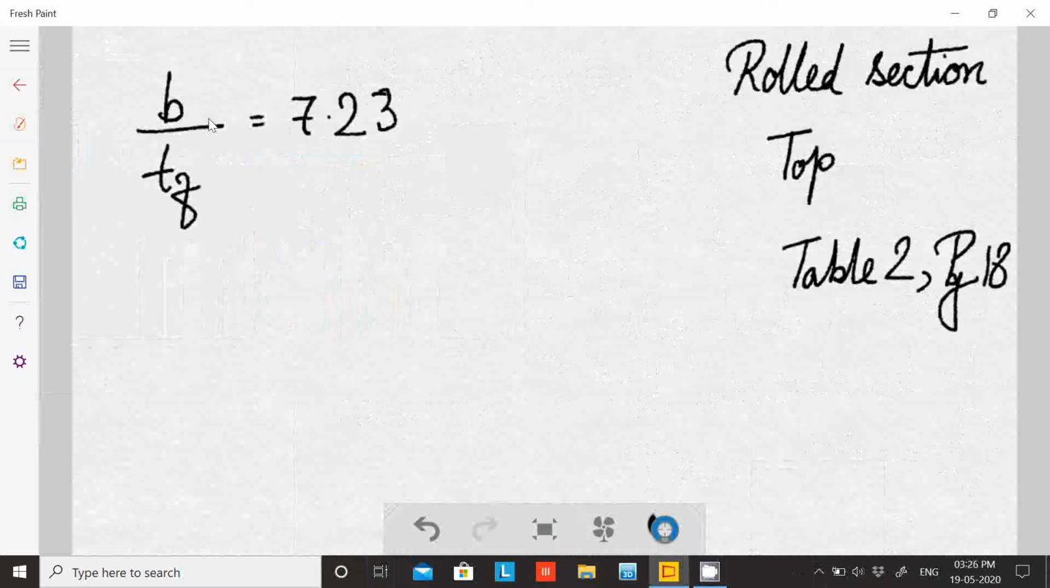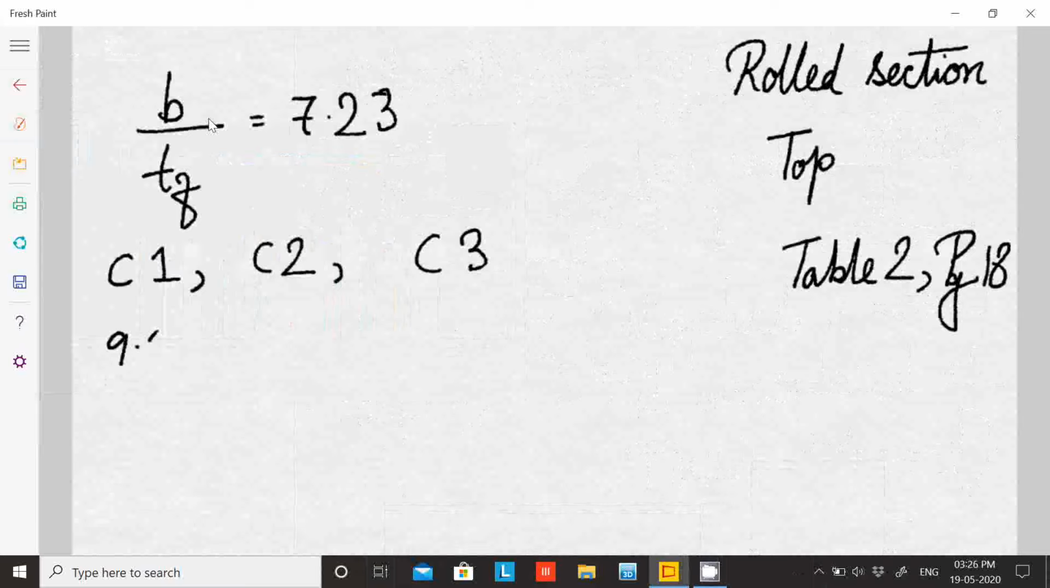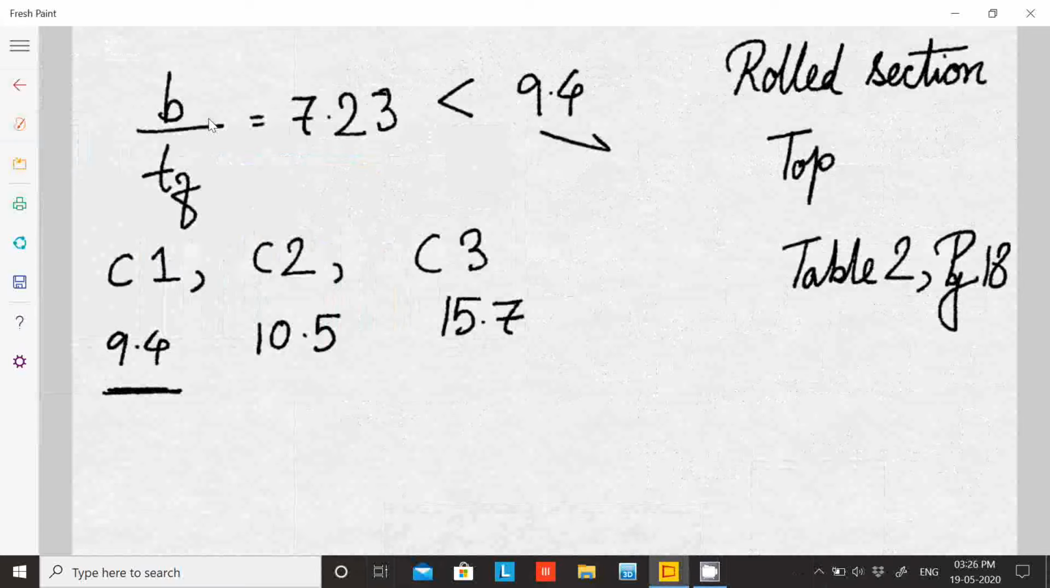Now, there are three classifications: class 1, class 2, class 3, plastic, compact, semi-compact. For class 1 it is written 9.4 epsilon, that is 9.4 only because epsilon is 1. Class 2 is 10.5 and class 3 is 15.7. If your value is less than or equal to 9.4, it will be class 1.